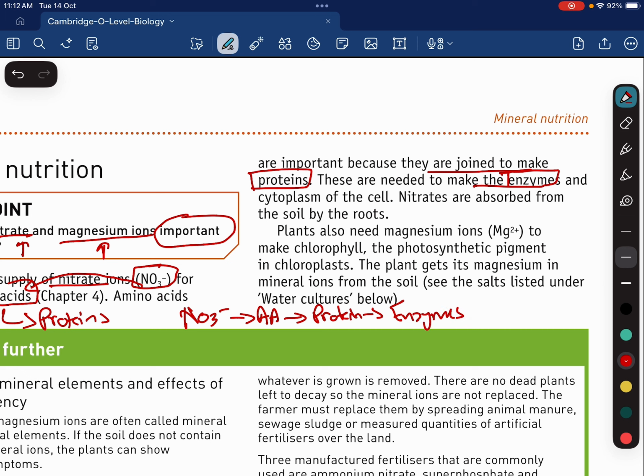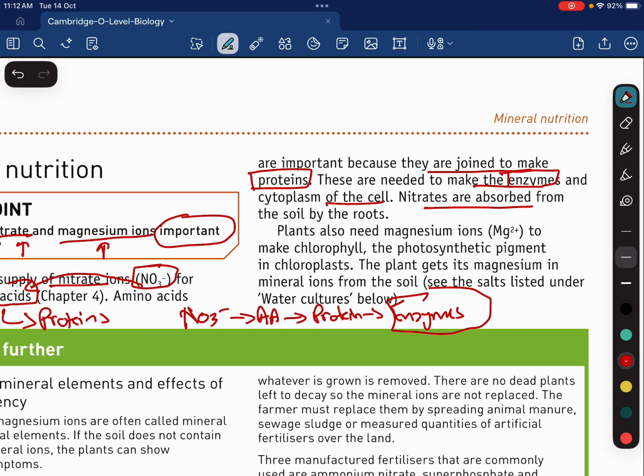And if you remember, enzymes used to help in speeding up chemical reactions. So of course, it's a crucial part in the functionality of the plant. Nitrate is also needed for the cytoplasm of the cell. So nitrate ions also help in forming enzymes and also the cytoplasm of the cell.